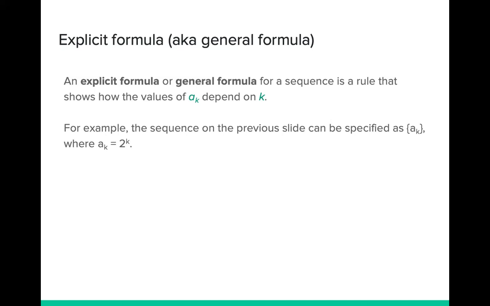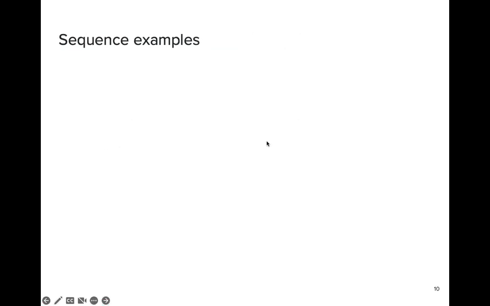k, where a sub k is equal to 2 raised to k. So we have the terms a sub 1, a sub 2, a sub 3, a sub 4, okay? And we know that a sub k is equal to 2 raised to k. So if the value of k is equal to 1, a sub k will be equal to 2 raised to 1. If the value of k is equal to 2, then the value of a sub k will be equal to 2 raised to 2. So again, the value of each term a sub k will depend on k, right?